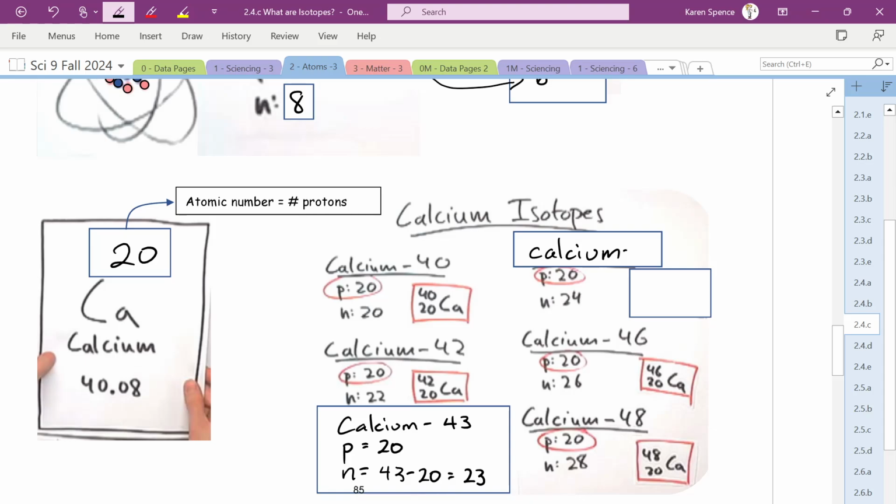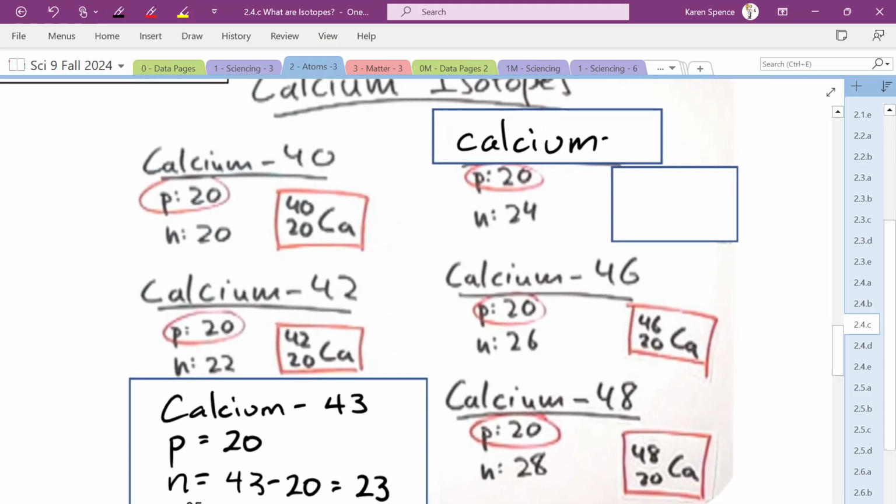Kai, you have your hand up? Yes? Why are we adding the neutrons and protons? That gives us the mass of the atom. Because each proton has a mass of 1, each neutron has a mass of 1. So if we add them together, we get the mass of the atom. Does that make sense? And the electrons weigh next to nothing.